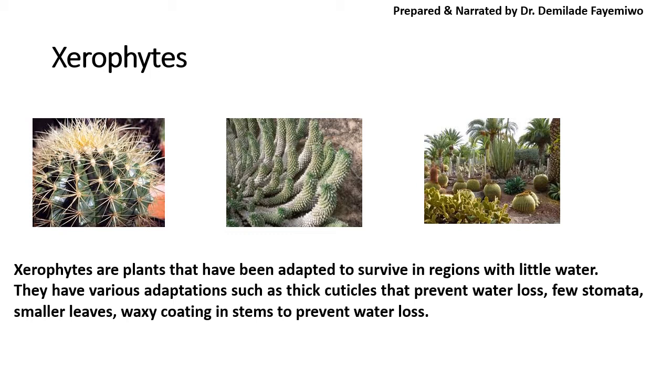So some xerophytes have things like thick cuticles that prevent water loss. Some of them have very few stomata. Some of them have very small leaves, and if the leaves are small, it means the surface area for photosynthesis is small, which means that even if the stomata were to open, there would be very little loss of water because of how small the surface area is. And some of them have waxy coating in their stems that help to prevent water loss. These are plants that you would typically find in a desert where there is very little water, yet they are able to survive.